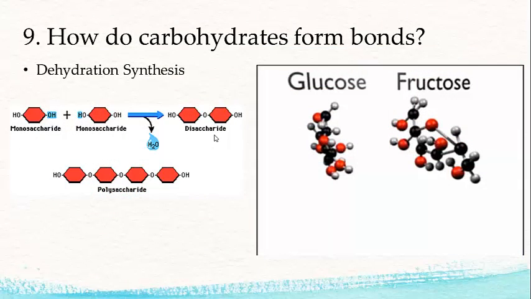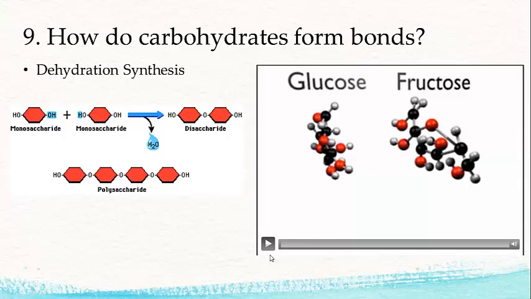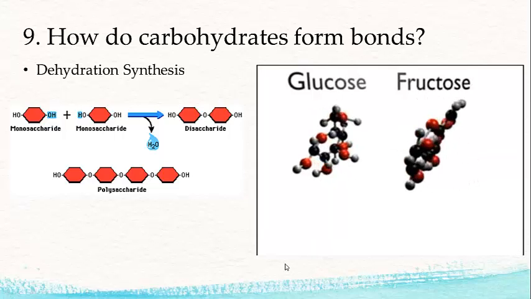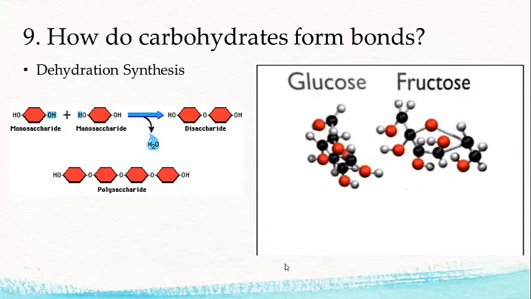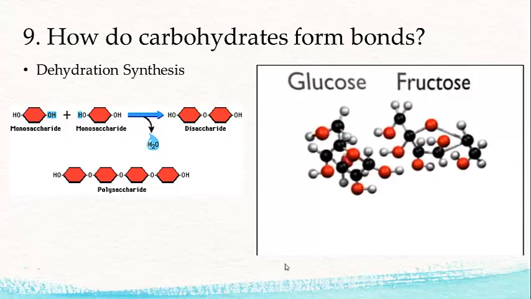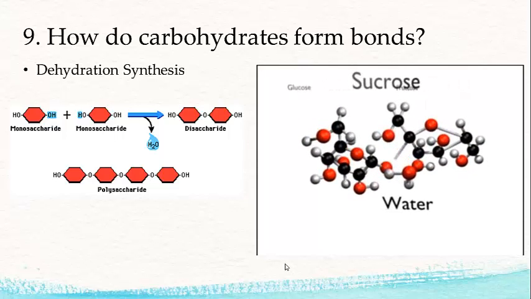How do carbohydrates form bonds? So the way that they form bonds is through something called dehydration synthesis. If I have 2 monosaccharides, I can join them together into a disaccharide, losing water in the process. I can repeat this several times and form a polysaccharide. Here I've got a glucose and a fructose. They're going to form a bond there. We lose water, and I've now formed the disaccharide sucrose.